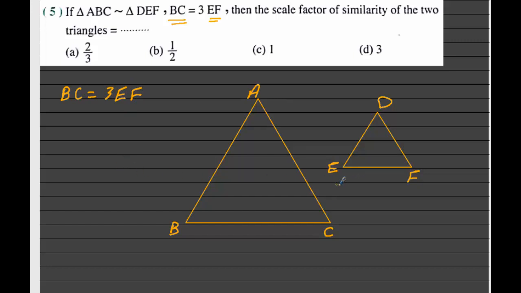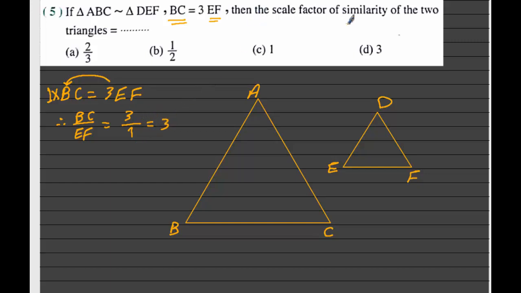Okay, so if EF equals 10 centimeters, here BC will be 30 centimeters, but we will consider the line segment BC equals 3EF. The length of the side BC equals 3 times the length of EF. So BC over EF equals 3 over 1. 3 is the coefficient of EF, divided by 1, the coefficient of BC. So BC over EF equals 3 divided by 1, which equals 3.